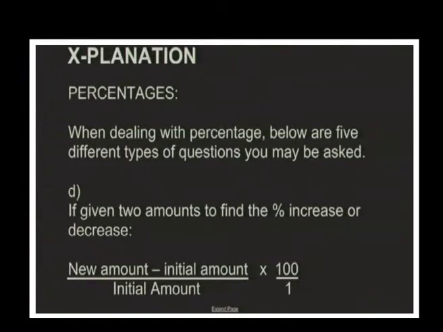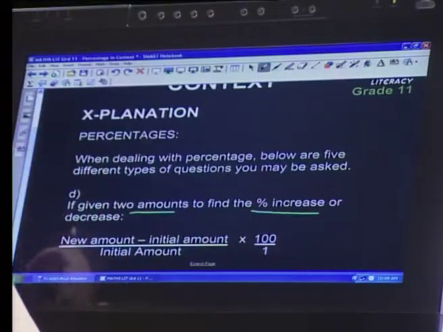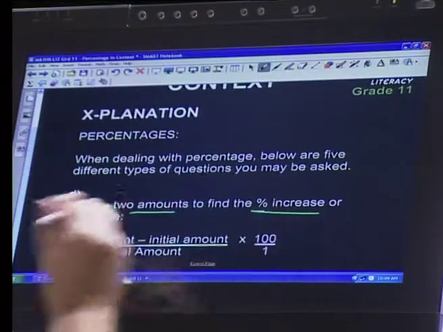If you're given two amounts, we need to find the percentage increase or decrease. Now be careful with the terminology. This percentage increase or percentage decrease is not the amount of money that it was increased or the amount of money it was decreased. In our previous example, there was an increase. What was the amount that was increased? Now we're dealing with a percentage increase. So my answer needs to be a percentage.